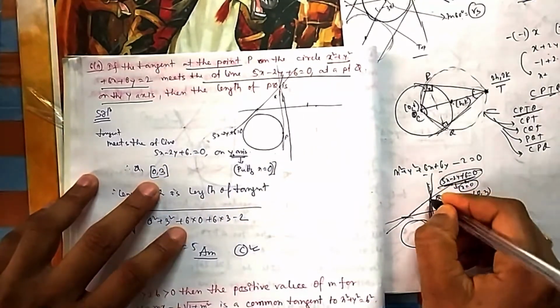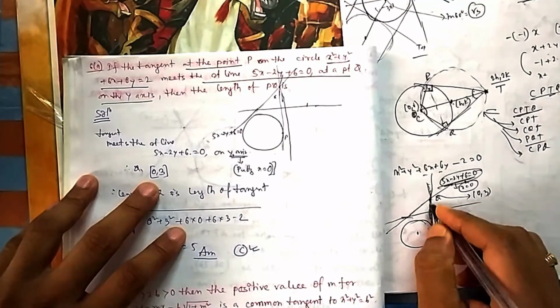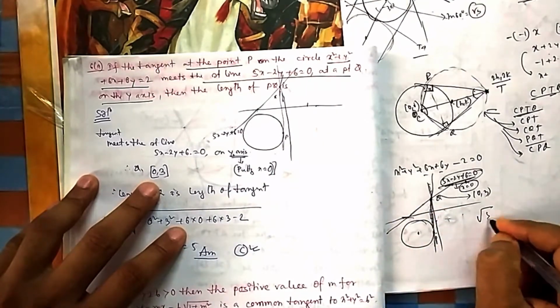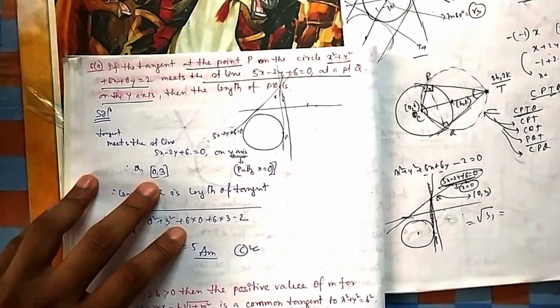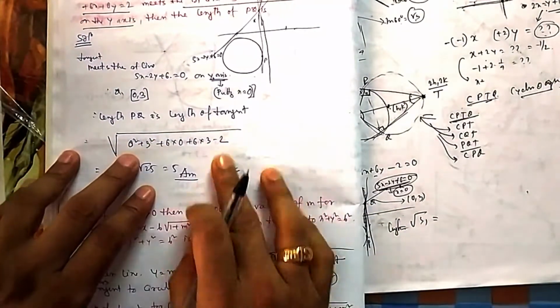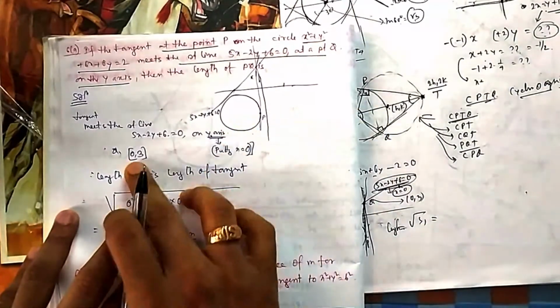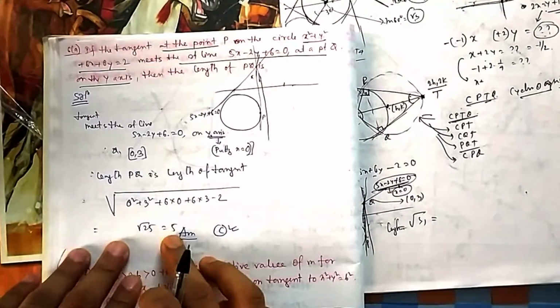So now you know this point, they are asking you the length of PQ. So what is the length of PQ? That means they are asking the length of the tangent. What is the formula for the length of a tangent? Root S1, the power of the point. So the length of tangent will be root S1. S1 is where you put the point on the circle. So you put the point (0, 3) in the circle, take the square root, and that is the length of the tangent.